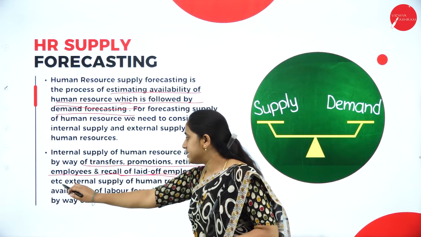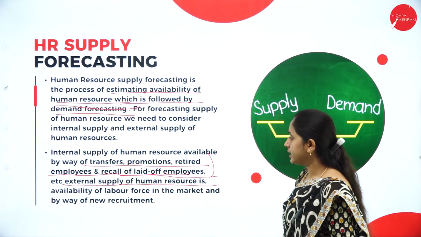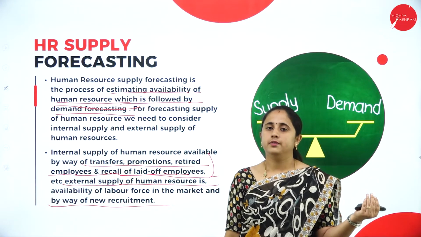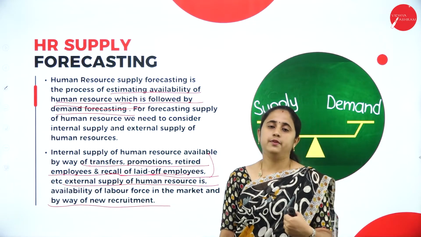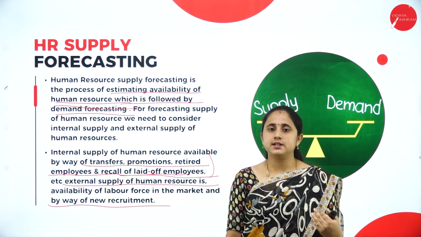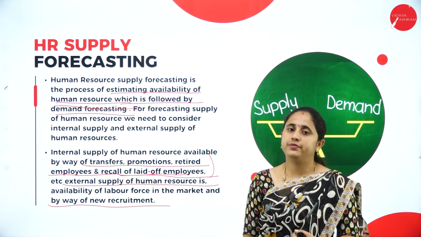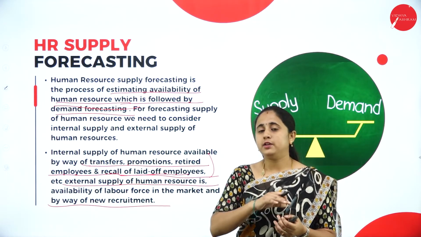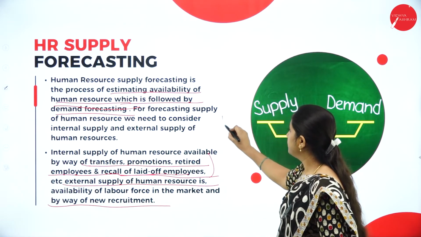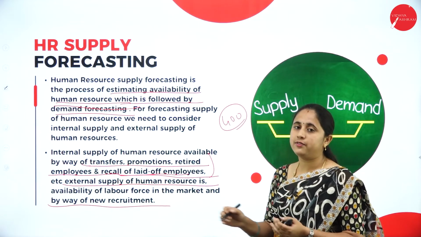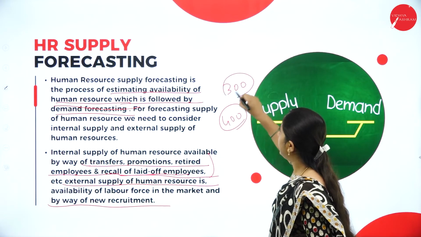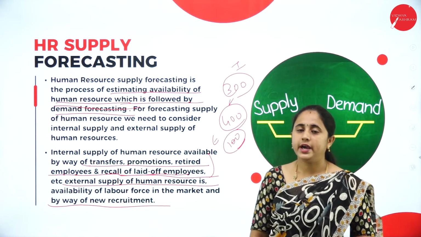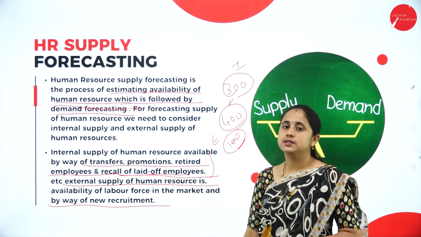Then for the external supply, we look at the availability of the labor force in the market, and then new recruitment. So considering the availability of employees in the market, we will go for the recruitment process. For the external source, we are going to recruit fresh or new employees for the organization. First, we will consider the internal source. Then to fill the gap, for example, the requirement is 400. You can fill 300 employees from the internal source. So now find the difference, 100. In order to fill this 100, you will go for the external source. So that is human resource supply forecasting.